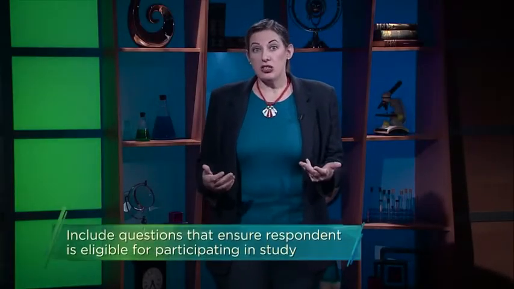Next, you might want to include some questions that ensure the respondent is eligible for participating in your study. If you're sampling in such a way where specific individuals were selected for the sample, then you need to make sure that the person responding is that individual. Perhaps you're interested in studying tourist perspectives on your city. In that case, you want to make sure that the person you stopped on the street is in fact a tourist. So you might want to ask them their city of residence and whether they're in town for business or pleasure.